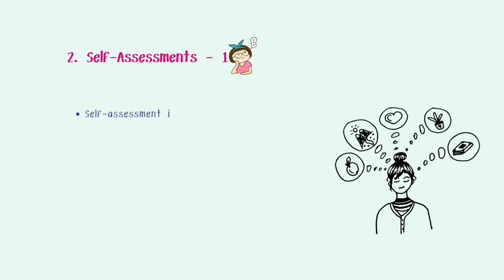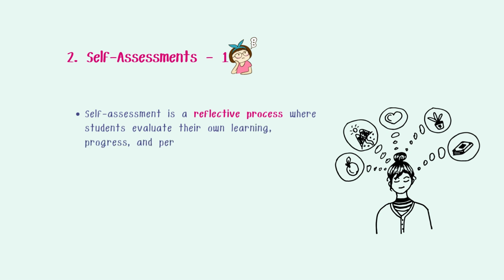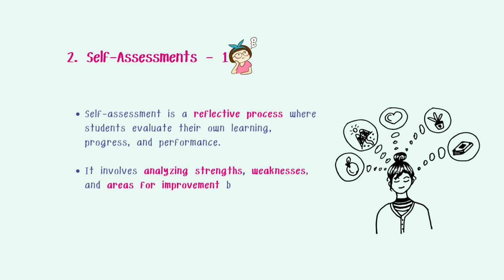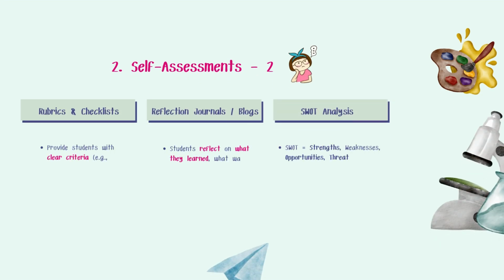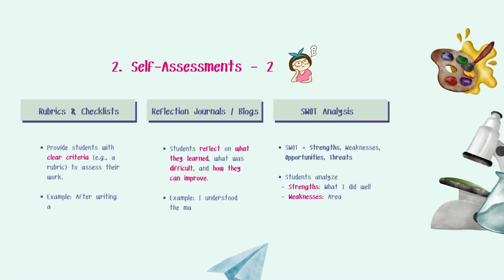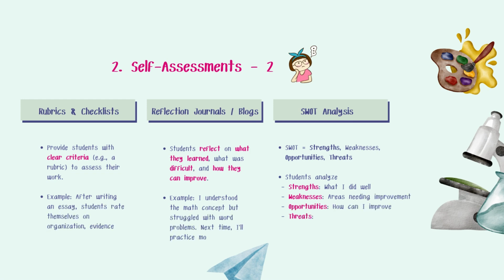The next alternative formative assessment is self-assessment. As its name suggests, it's a self-reflective process on students' own performance or progress. It helps students to analyze their own strengths and weaknesses. There are numerous examples of these assessments, but I will only share three examples here.